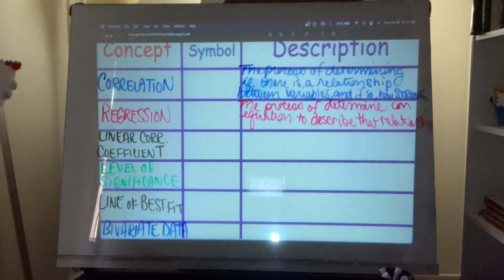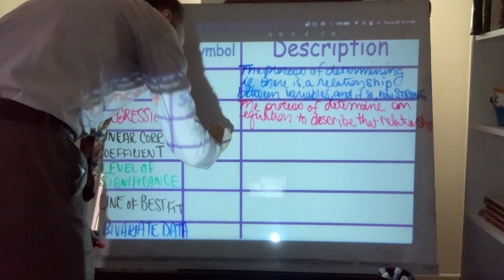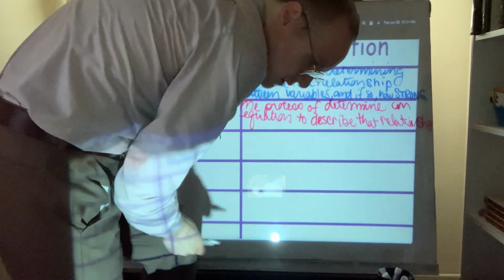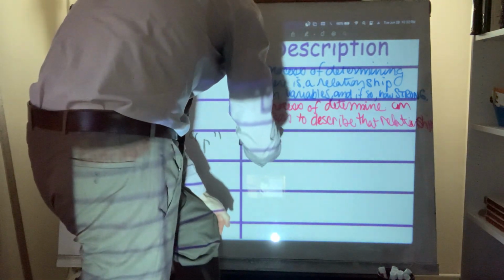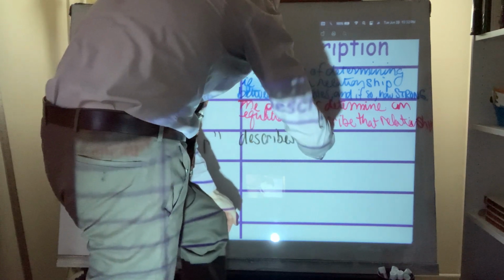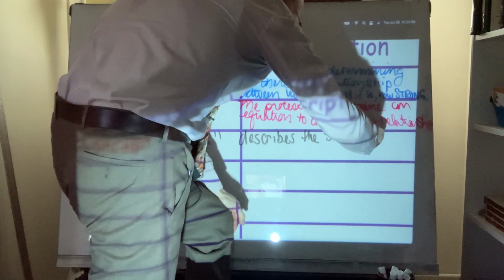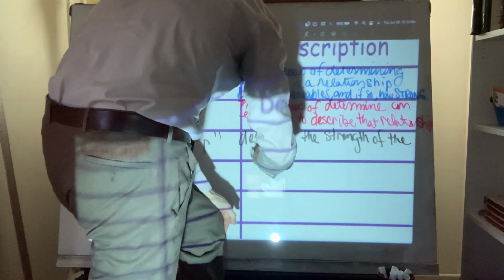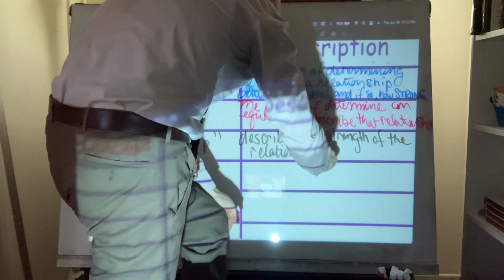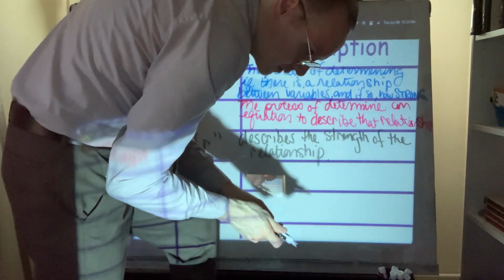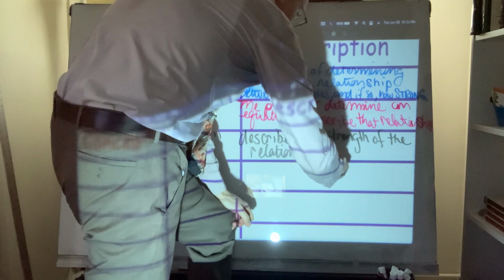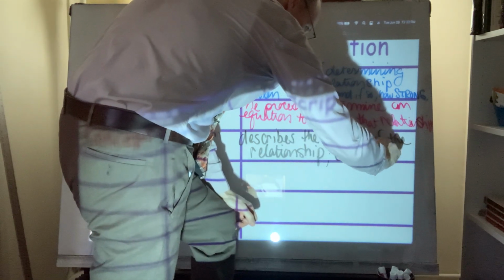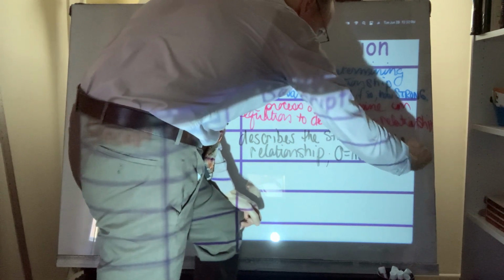As for the linear correlation coefficient, it's symbolized by the letter r, lowercase r. This basically describes the strength of the relationship. Essentially, for right now, you'll see a graph in a moment: 0 equals no relationship, and plus or minus 1 equals a strong relationship.